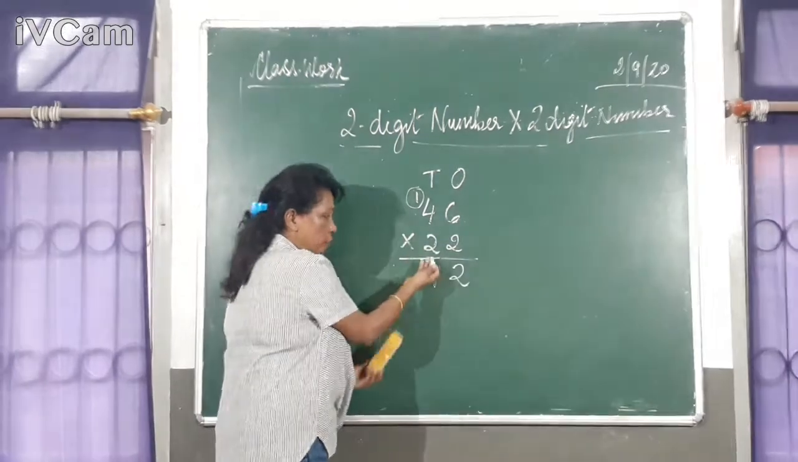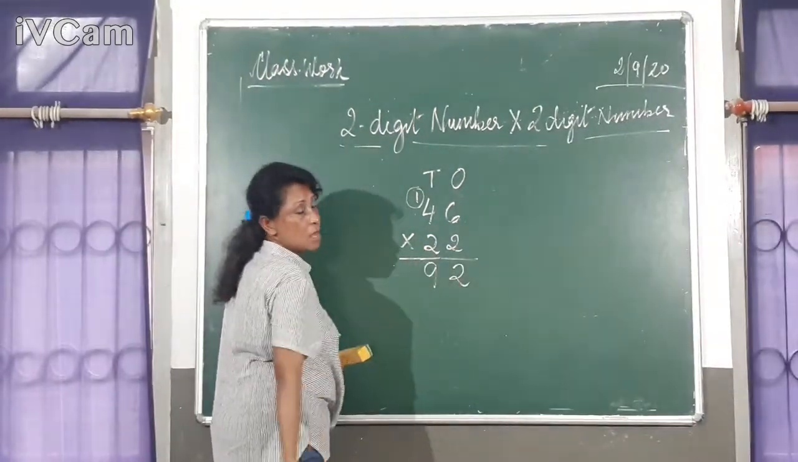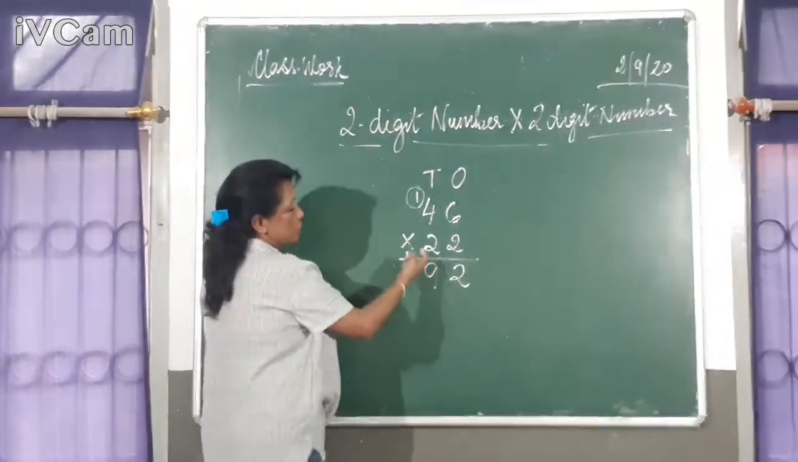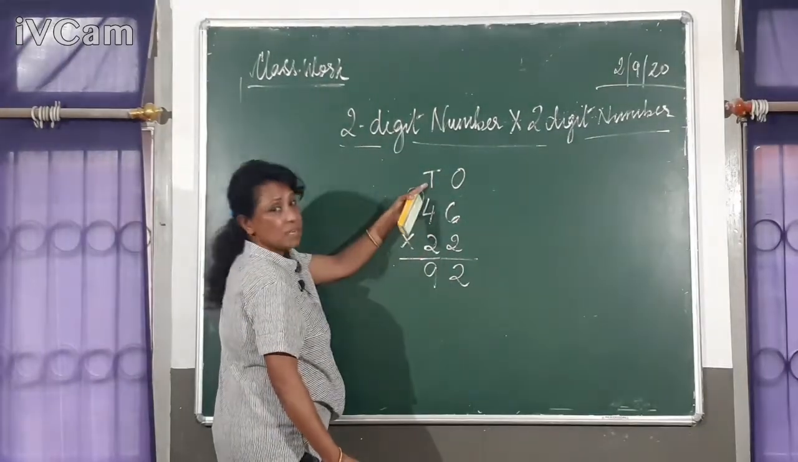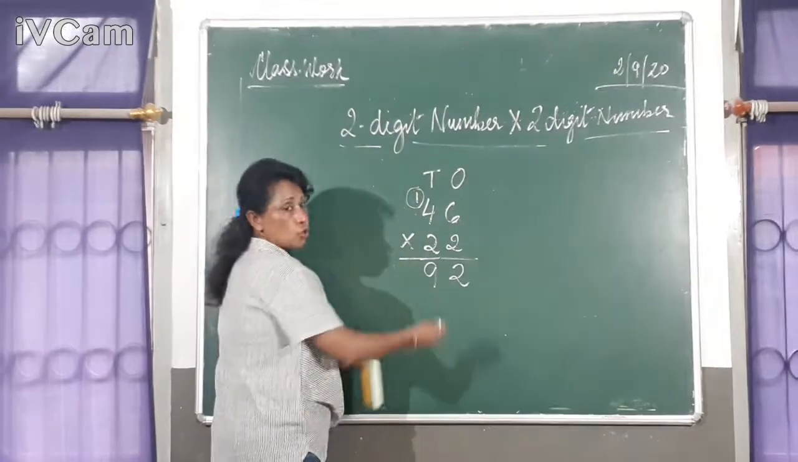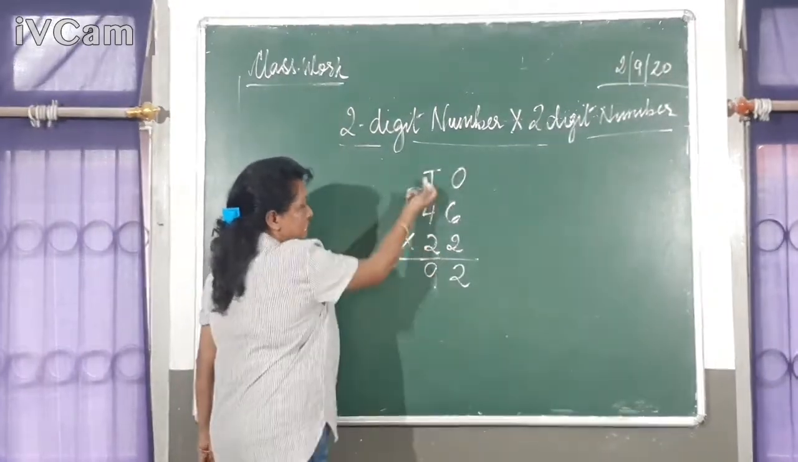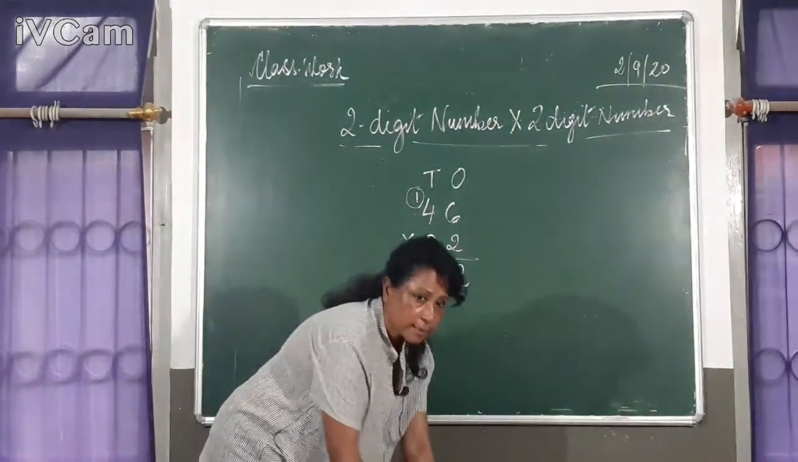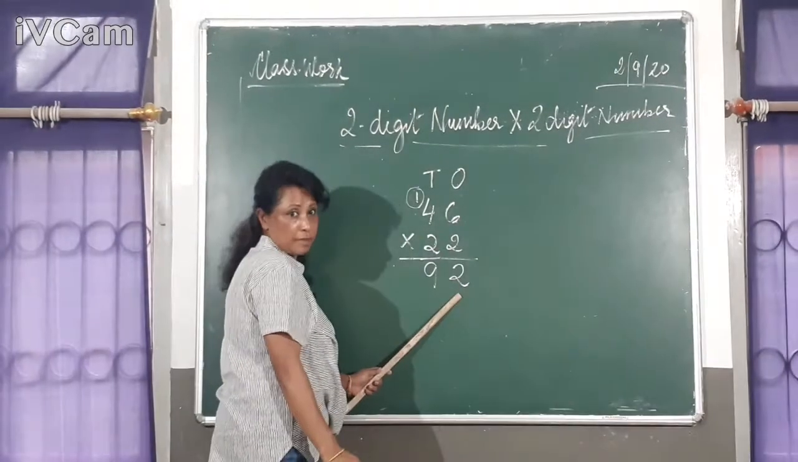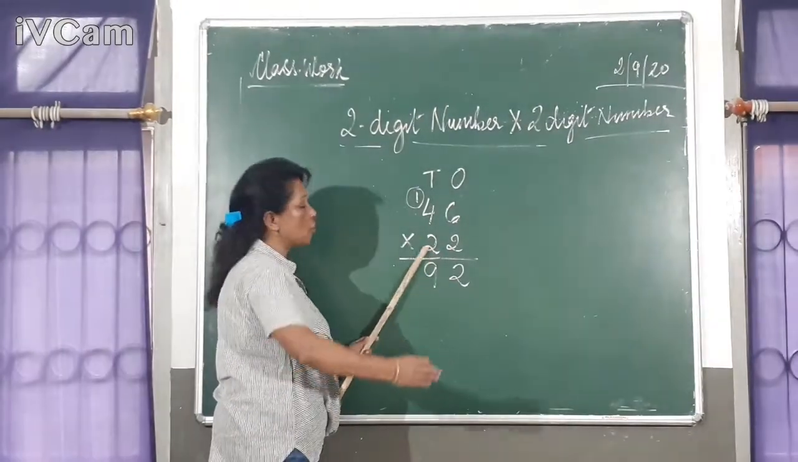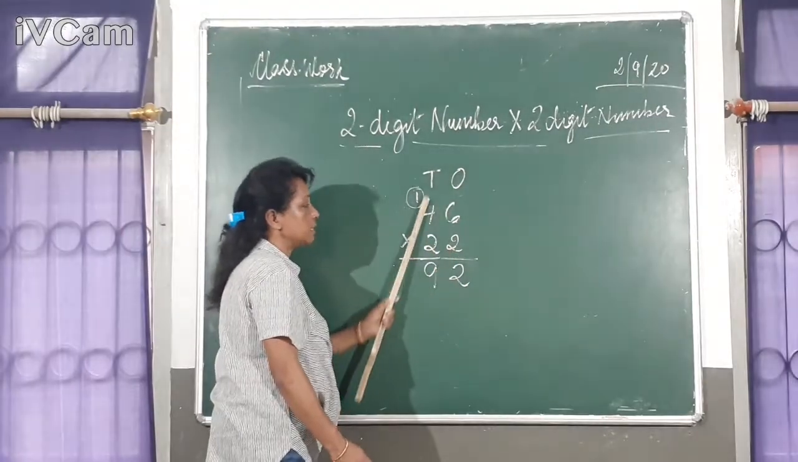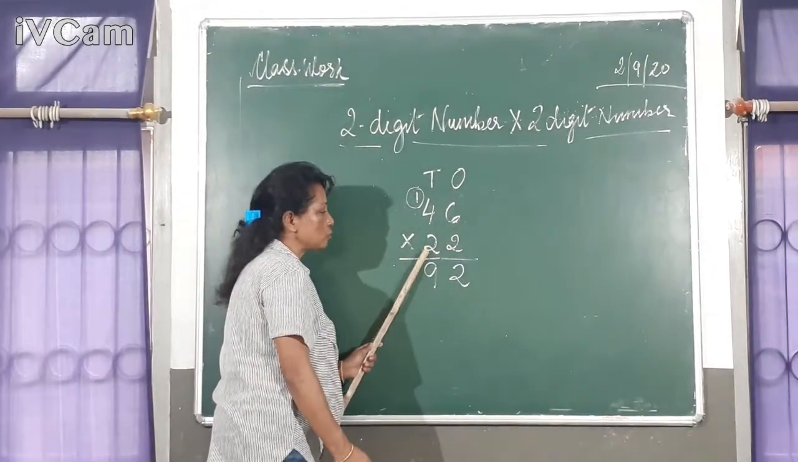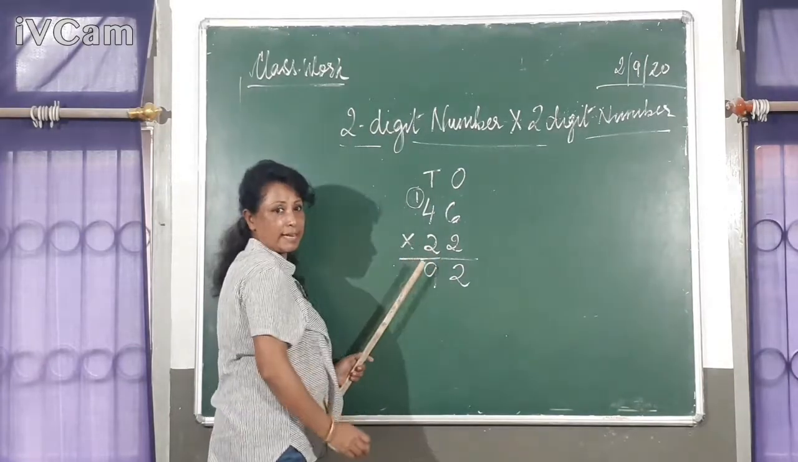Alright, now we have one more number, the second number, and we have to multiply with this. And you can see this 2 is under which place value? It's under tens. Right? So you have to start from the tens place, like this. You cannot start multiplying from here because why? Because this 2, the second number, is not under ones, it's under tens. So we are going to multiply from the tens place.